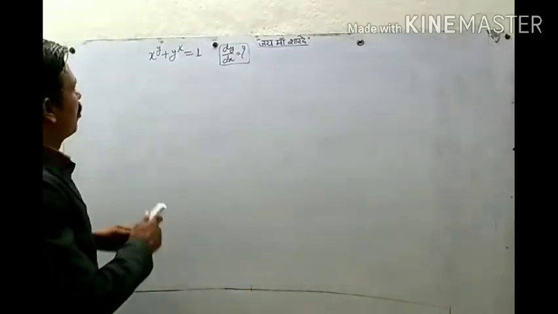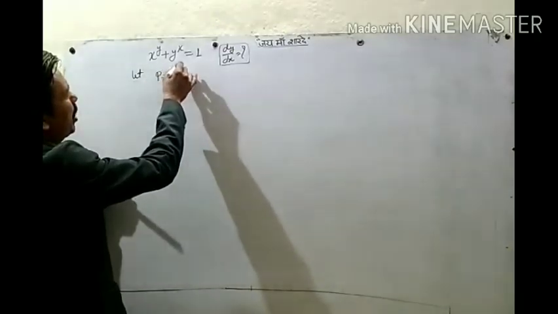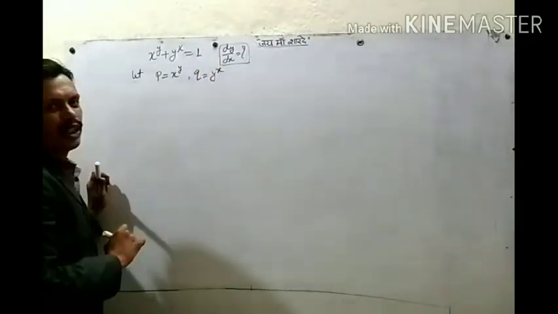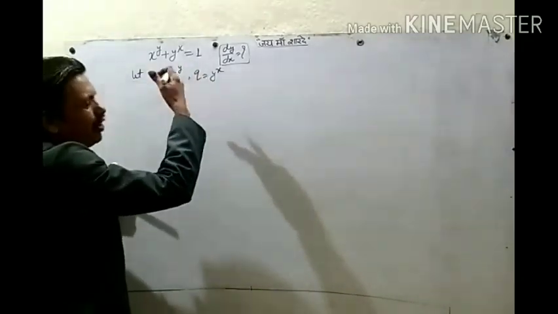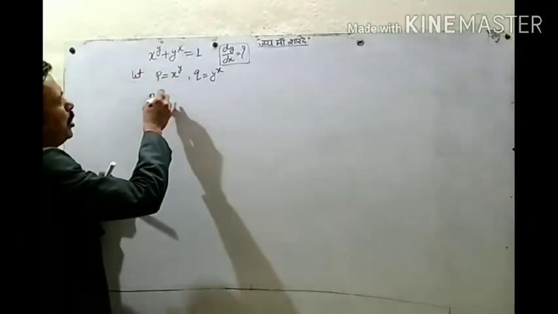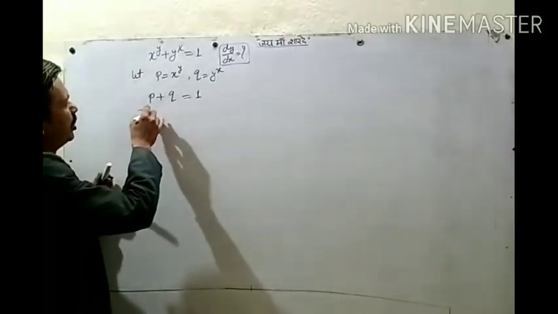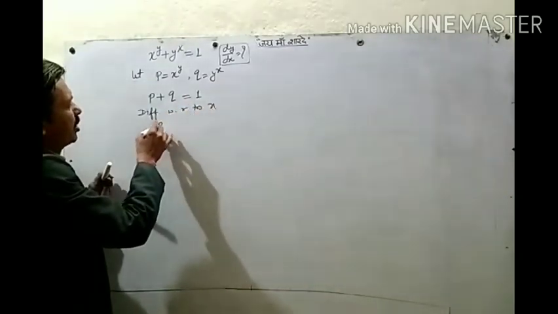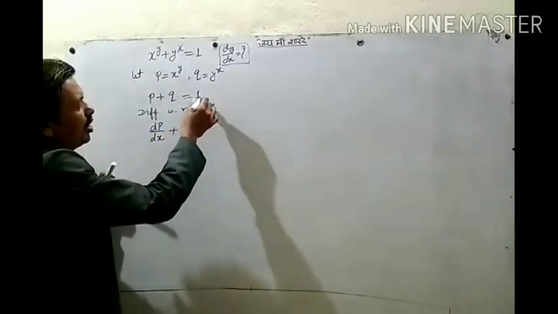Okay, so first what we'll do, suppose p is x to the power y and q is y to the power x. If we assume x to the power y is p and y to the power x is q, p, q, u, v, you can take any variable, no problem. So now your question becomes p plus q equal to 1. If we differentiate both sides with respect to x, then you get dp by dx plus dq by dx, and it is 0.